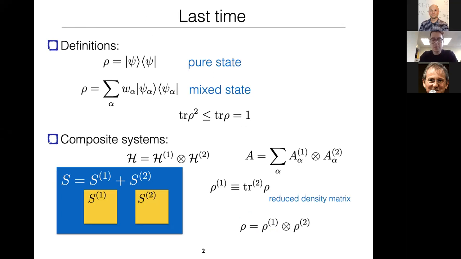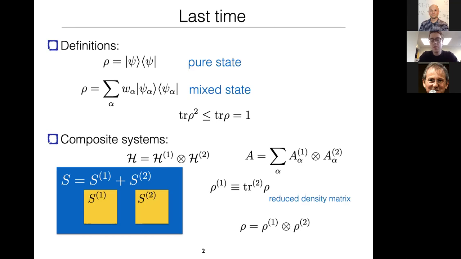So when I was talking about mixed states, I was talking about this slide. Last time I introduced the concept of a density matrix as a way of completely characterizing the statistics of the state of a quantum system. In particular, there are two categorizations of density matrix, namely pure states or mixed states.